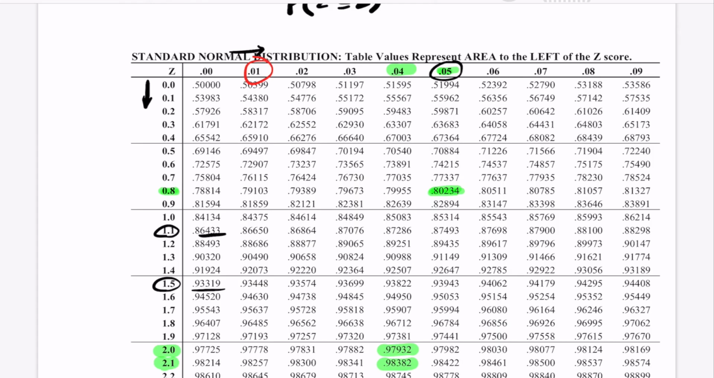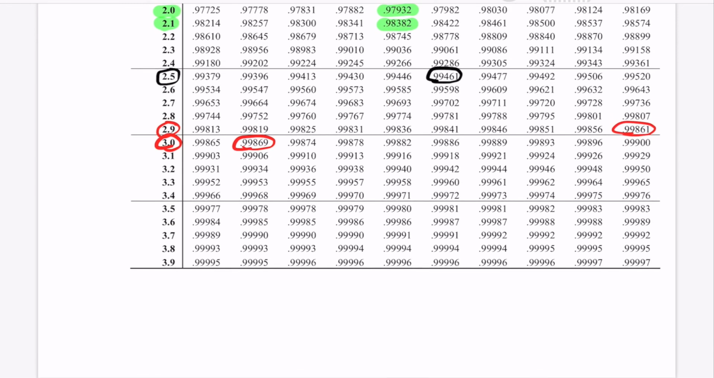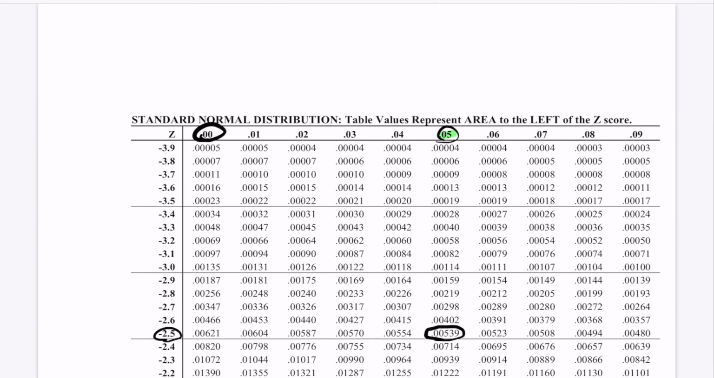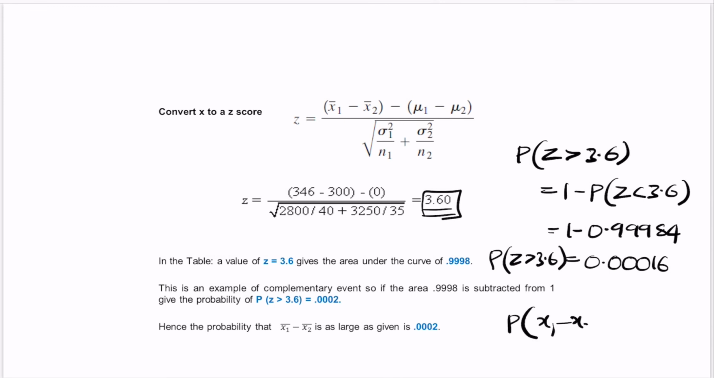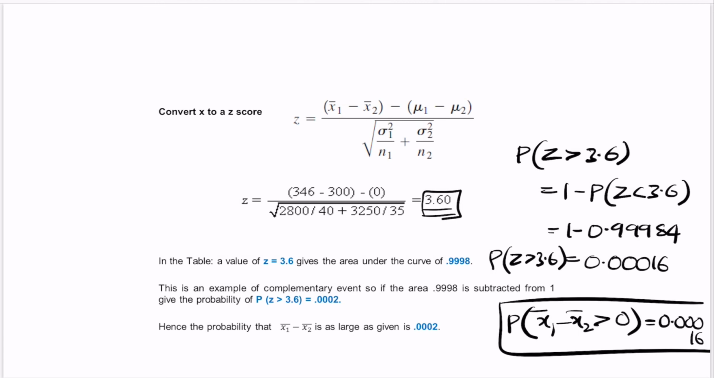Now let's use the standard normal distribution table. If you look at the table for z less than 3.6, the value is 0.99984. So 1 minus 0.99984, when you calculate, you should get 0.00016. So this is the probability of z greater than 3.6, or the probability that x1 bar minus x2 bar is greater than 0 is 0.00016. So this is your answer.